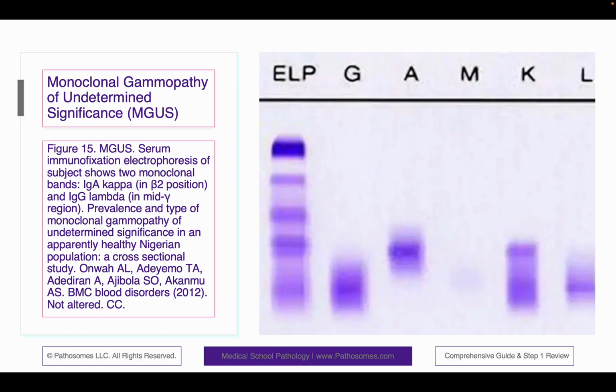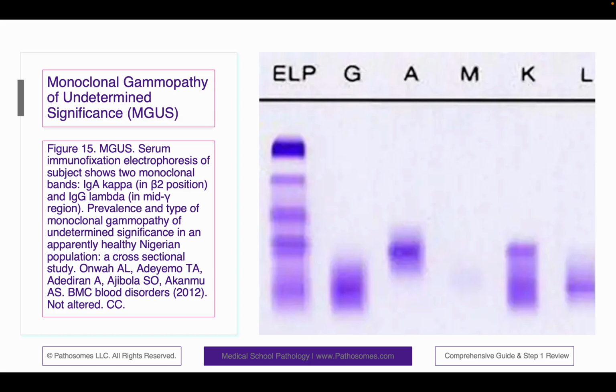Regarding monoclonal gammopathy of undetermined significance, this is a serum immunofixation electrophoresis of a particular subject that has IgA kappa and IgG lambda. And you know that because imagine that for each layer, if you don't know how to read this, I'll help guide you through it. So ELP, ignore that. For gamma, A, M, kappa, and lambda, those are various columns.